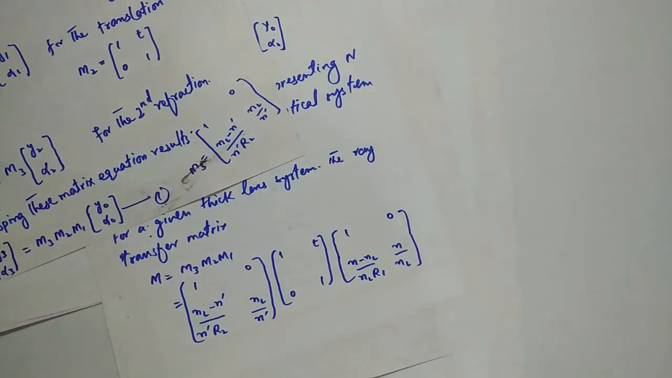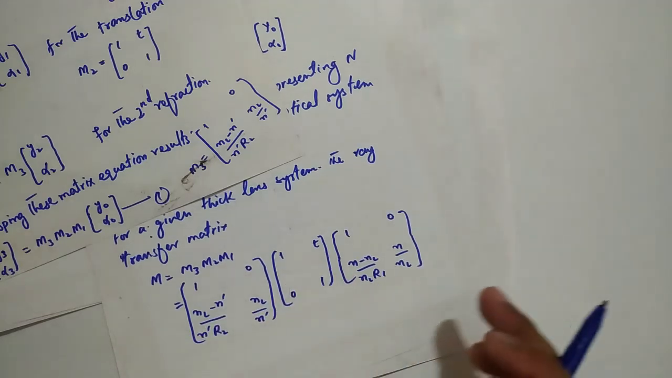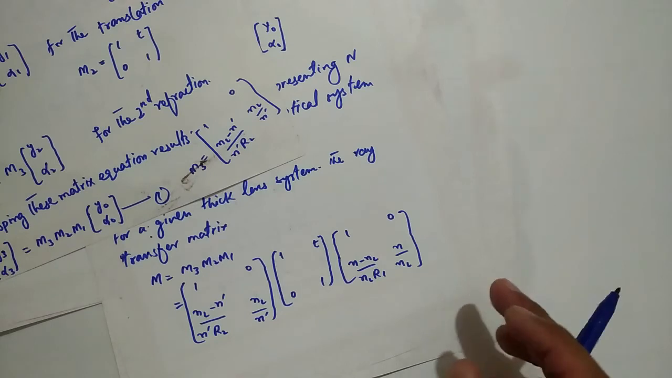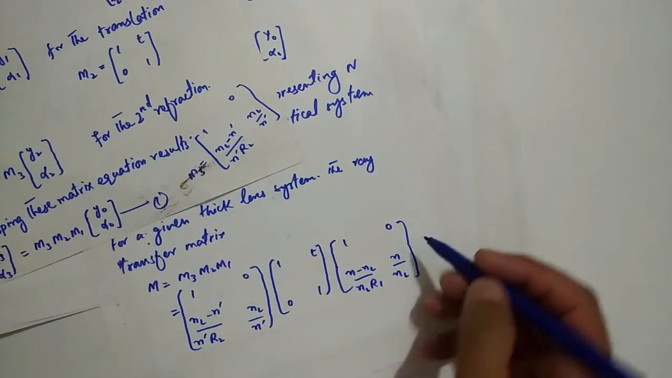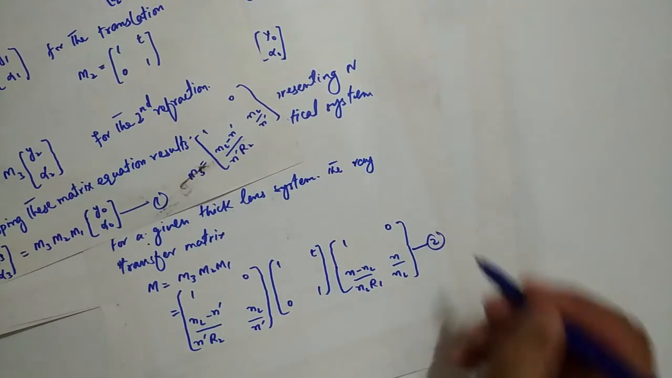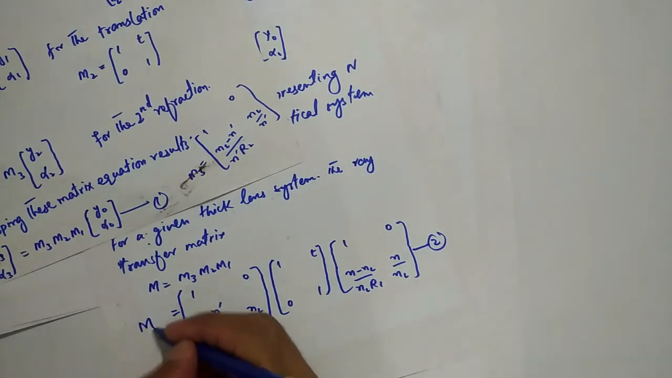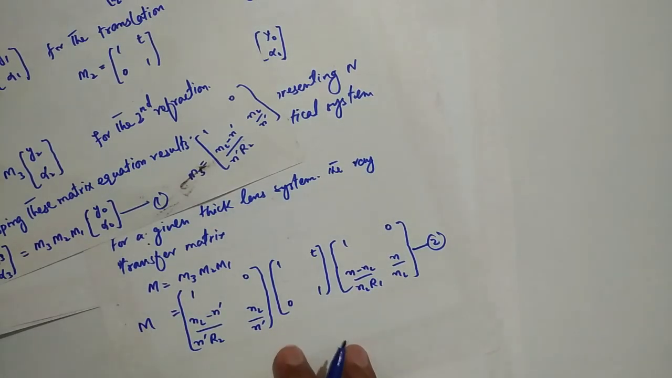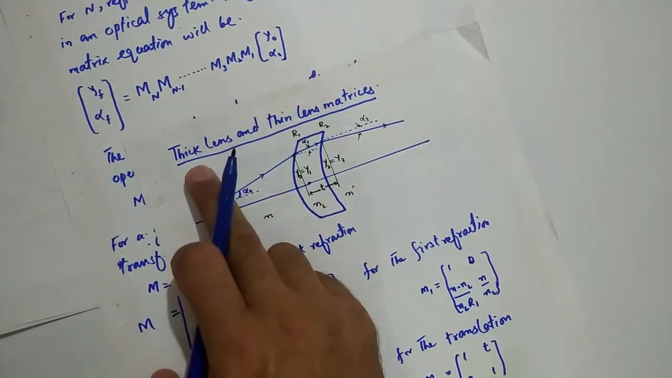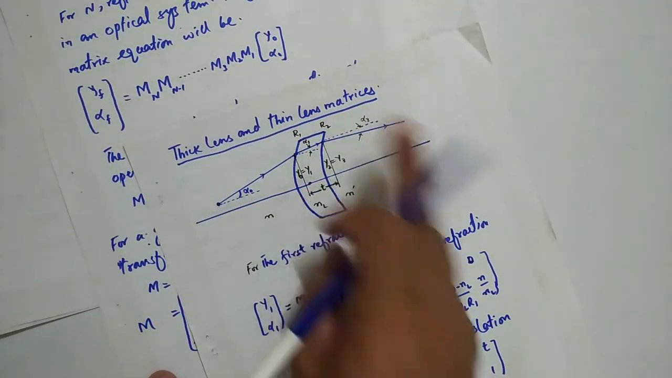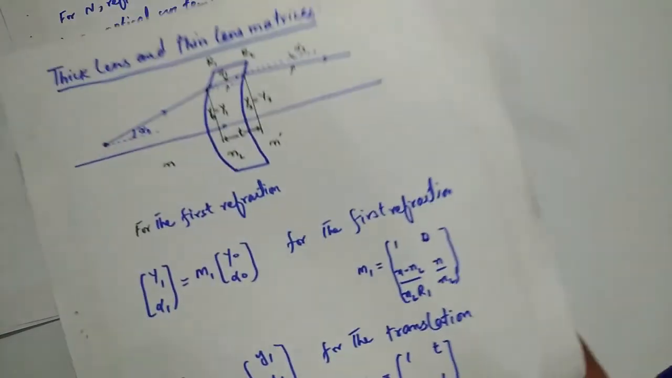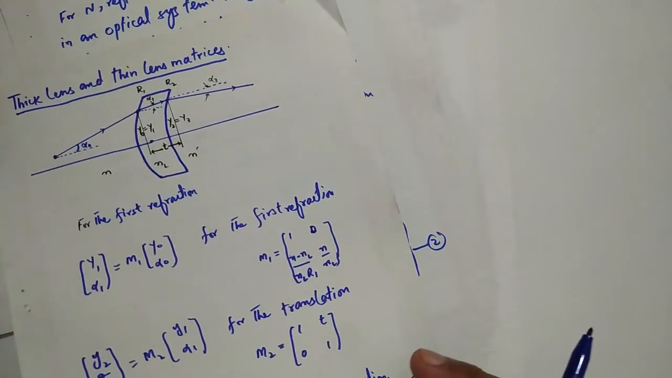So this is the system ray transfer matrix for a given figure, which is having a thickness T. This is the result which we are going to obtain, the thick lens matrix. But now we want to change it for a thin lens as well.